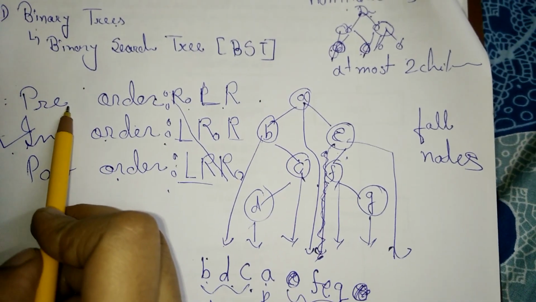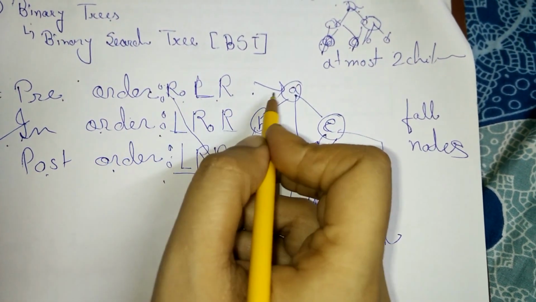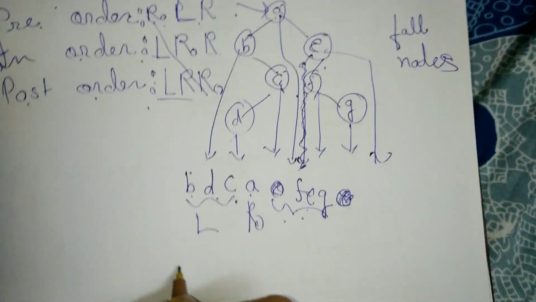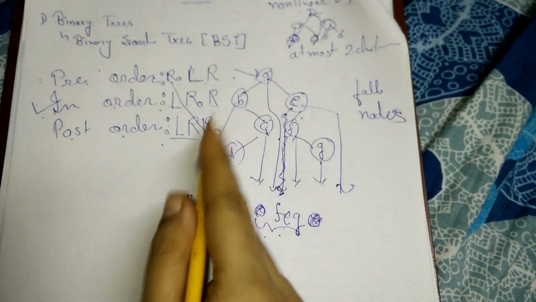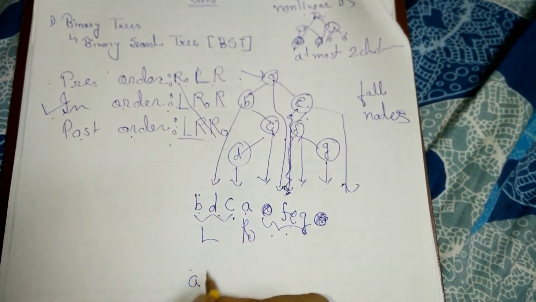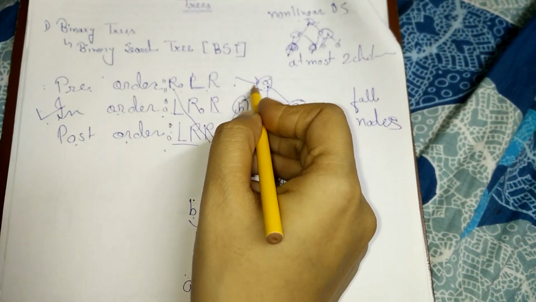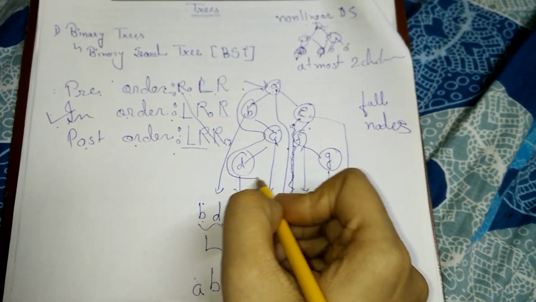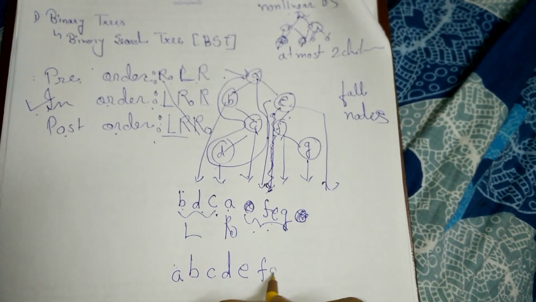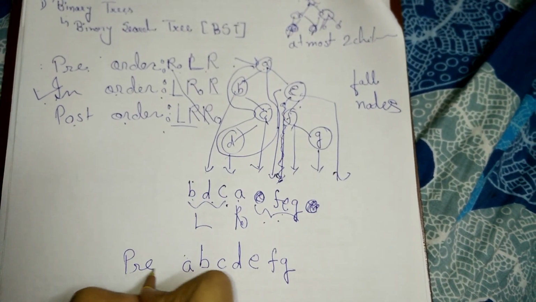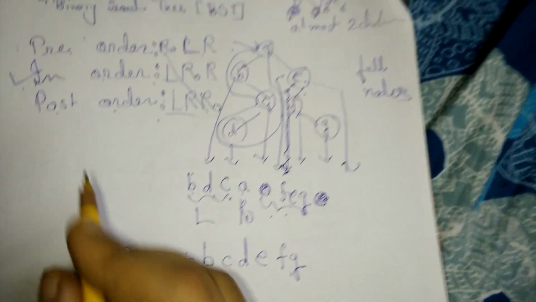Now let us see how to find the pre-order traversal. In pre-order, first we are going to visit the root, that is A. So in pre-order, the first thing that comes is A. Then next the left subtree, and then the right subtree. In the left subtree, the next we visit is B, then C, and then D. We are traversing like this. Then we go to the right subtree, so we will visit E, F, and G. So this becomes your pre-order sequence of your binary tree.